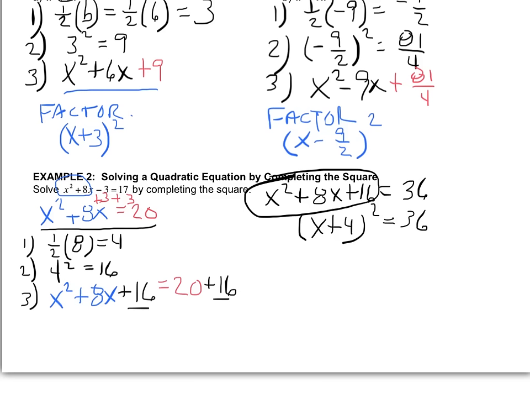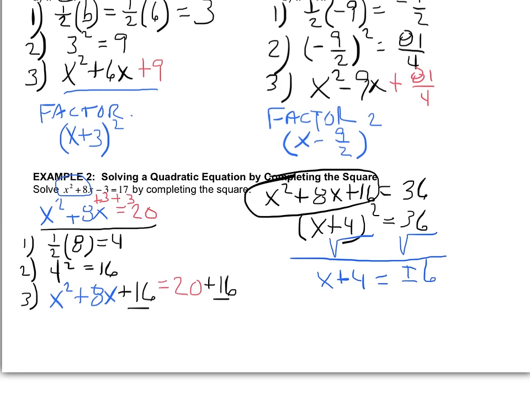Now at this point, because I see (x plus 4) squared, I can undo the square to help me get inside of what I'm looking for, which is the x plus 4. So by taking the square root of both sides, I am left with x plus 4 equals the square root of 36. Now remember, the square root of 36 is both plus and minus 6, and I need to make sure I include both of those.